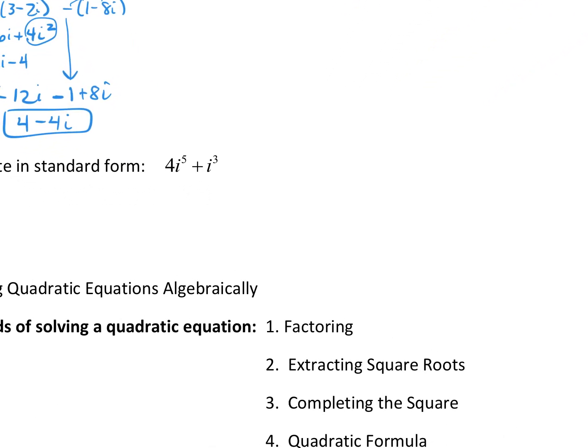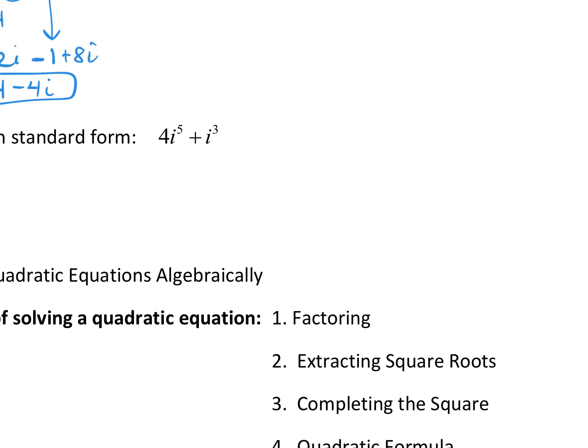Write in standard form. Basically, we're just simplifying this guy. So let's simplify first the 4i to the 5th. So there's 4. i to the 5th could be rewritten as i squared times i squared times i. Well, i squared is negative 1, isn't it? So what's a negative times a negative? Positive. So this term right here simplifies to just 4i.